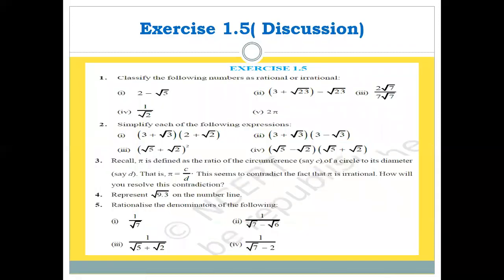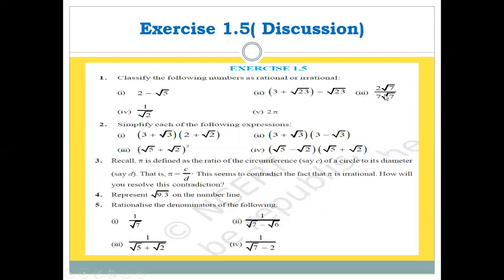This is about exercise 1.5, and the questions are 1 to 5, and we have to discuss this. First question, we are supposed to classify the following numbers as rational or irrational. So we know that the sum or difference of a rational and irrational is always an irrational value. So we have 2 as rational and minus root 5 as irrational. The difference will be irrational itself. Now next, we have root 23 minus root 23, which will cancel when you open the bracket, and what remains after cancelling the root 23 is 3. So it will be a rational value.